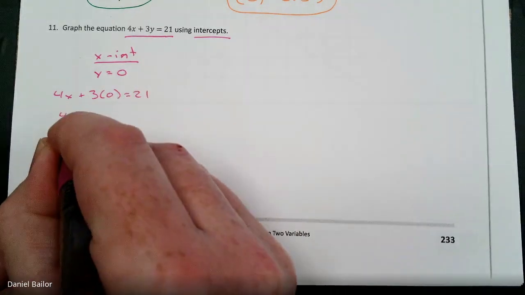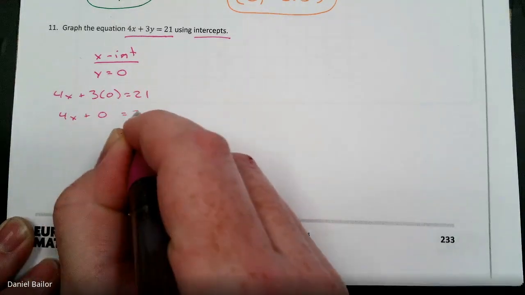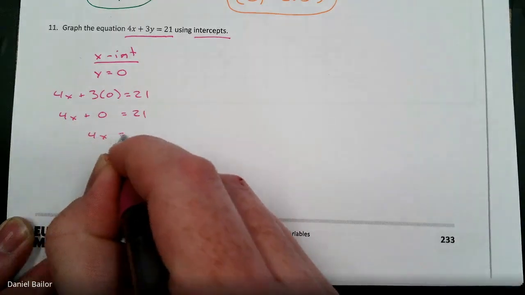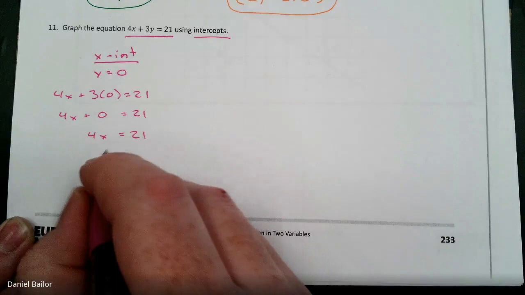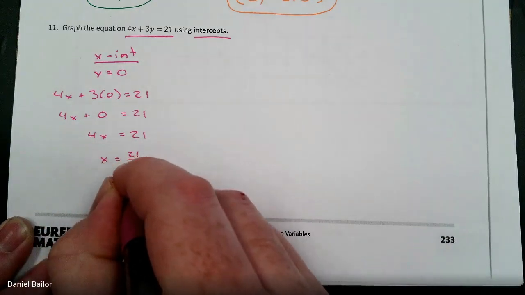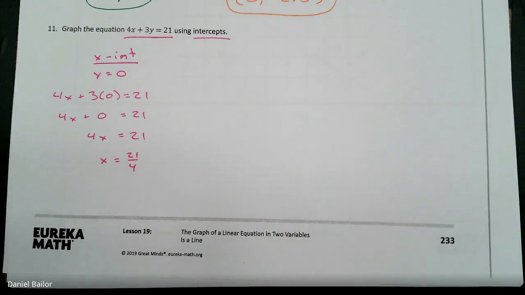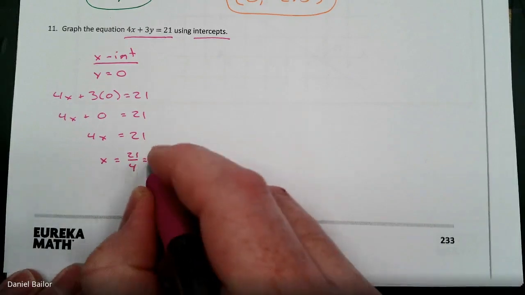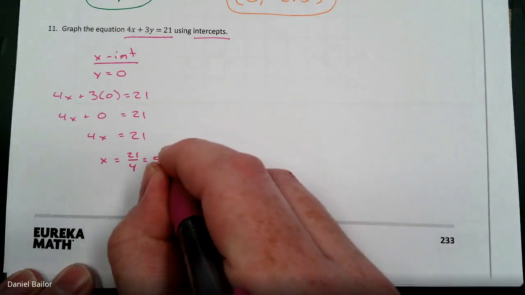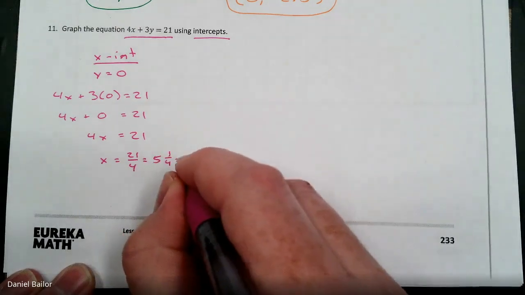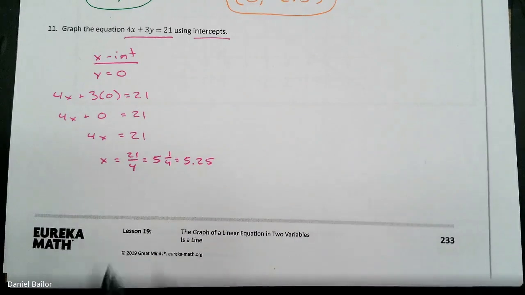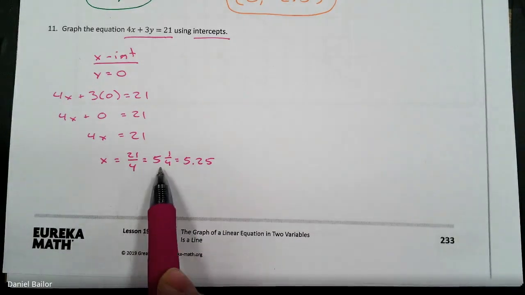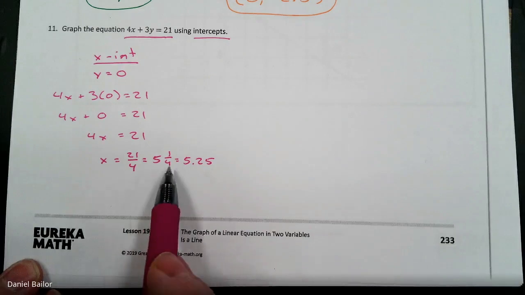That gives us 4x plus 0 equals 21, which is 4x equals 21, which is x equals 21 over 4, which is a little bit complicated. But if you use a calculator and you divide this, 21 over 4 is 5 1/4, or you get 5.25. All of these are the same thing. I change it into a fraction to make it easier for graphing.